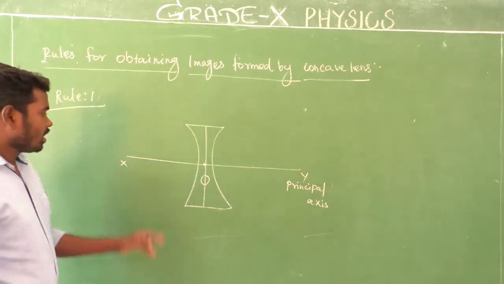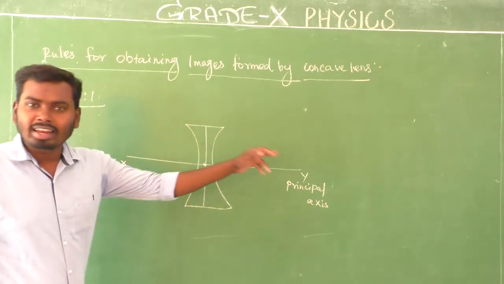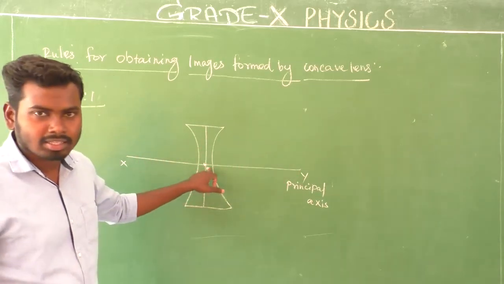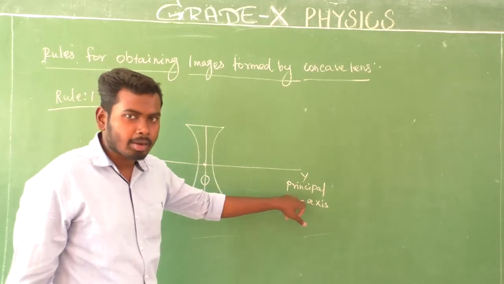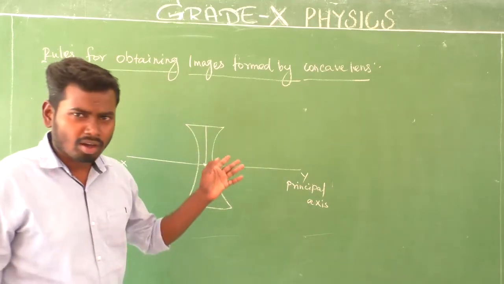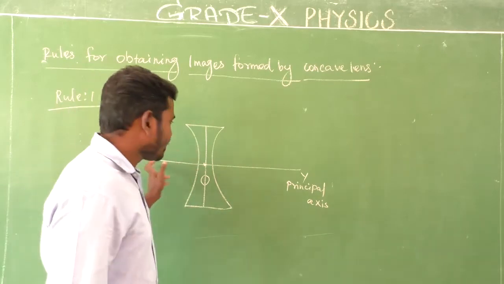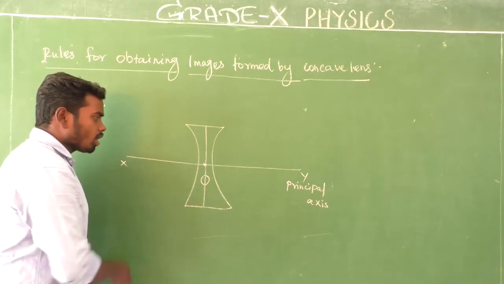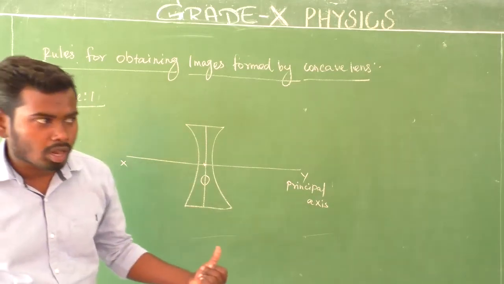Next, an imaginary line which passes through the optical center is the principal axis. So X and Y is the principal axis. For our convenience I have taken X and Y. Next, there is a very important component.